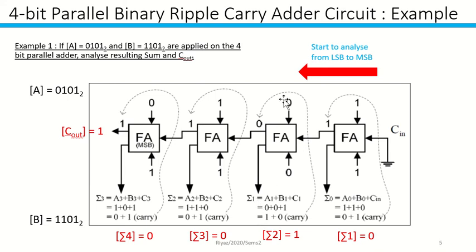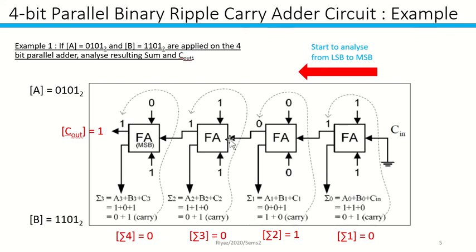Right, now you have a 0 over here. So input A is 0, input B is 0, and C1 is 1. So 0 plus 0 plus 1, you're going to have a sum of 1 and a carry of 0. So you write your sum 2 as 1 and take out your carry to here, which becomes 0.